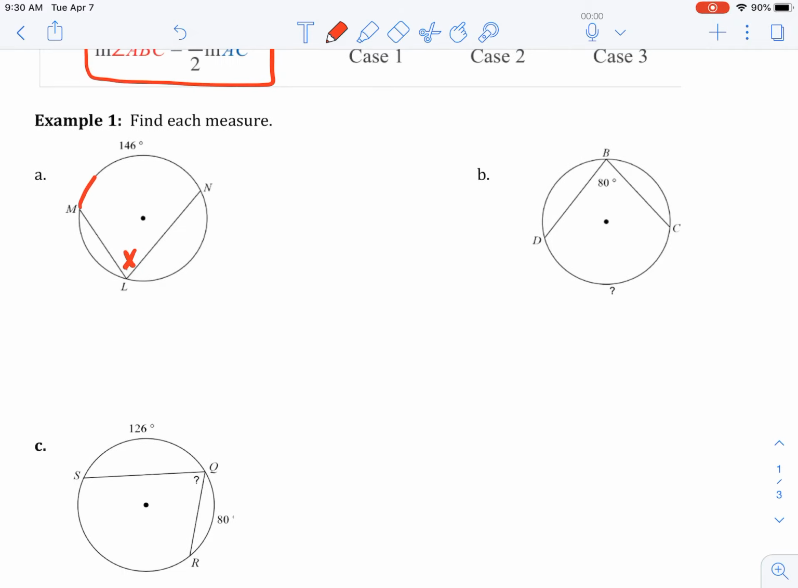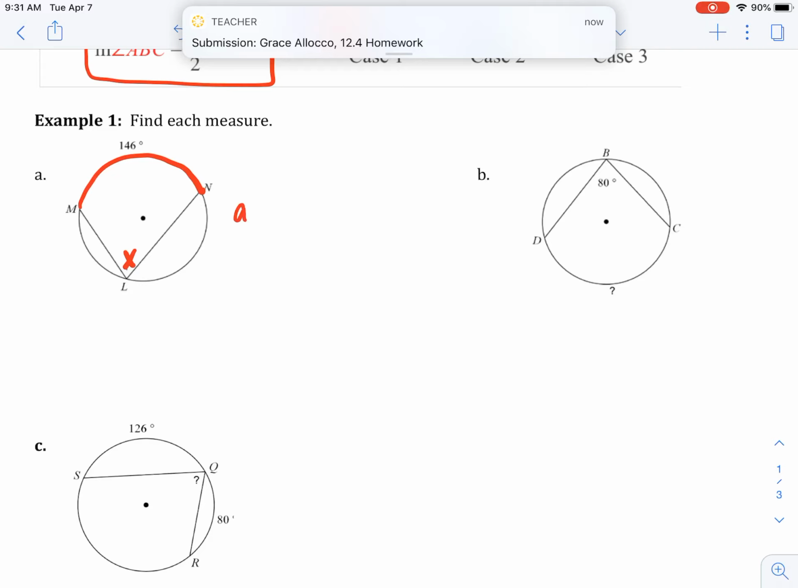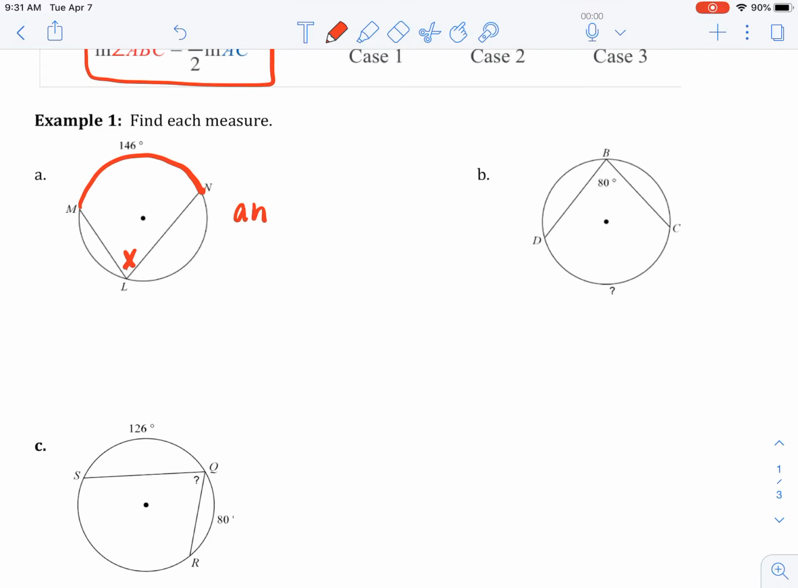The arc that the angle is intercepting is right up here, and so I know the arc. So for this one, I would use the relationship that angle equals half of arc, because that's my X, my angle, and I can just take half of 146. And X would then equal 73 degrees.